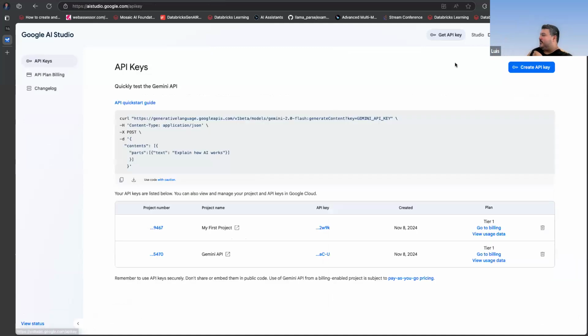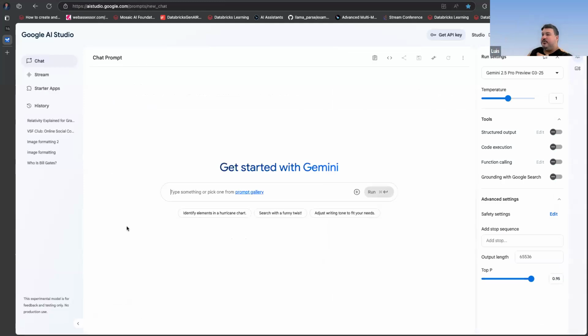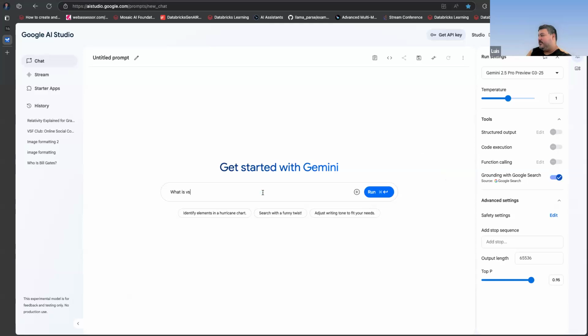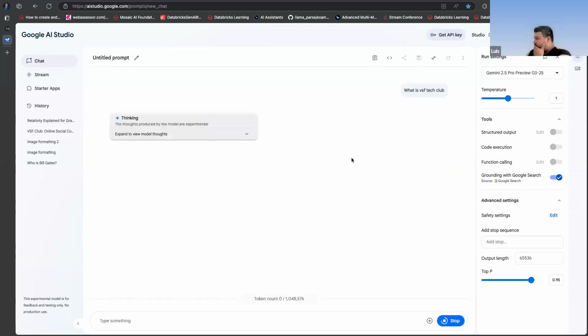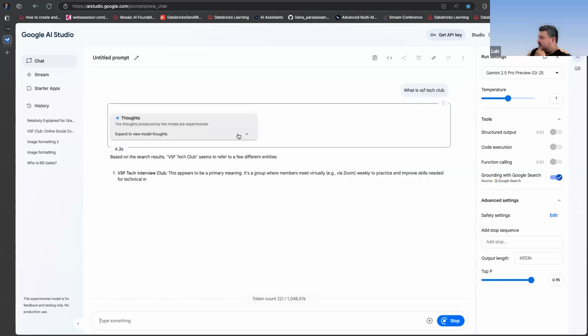The reason I wanted to show you this is that when you use stronger models that do have reasoning, there's additional cost to it. Same thing with using tools. I'm going to call this an agent here. I'm going to use something called grounding with Google Search. This is what we call agentic AI, because I can say here, what is VSF Tech Club? And click run. Oh, okay, it switched the model, but let's see.